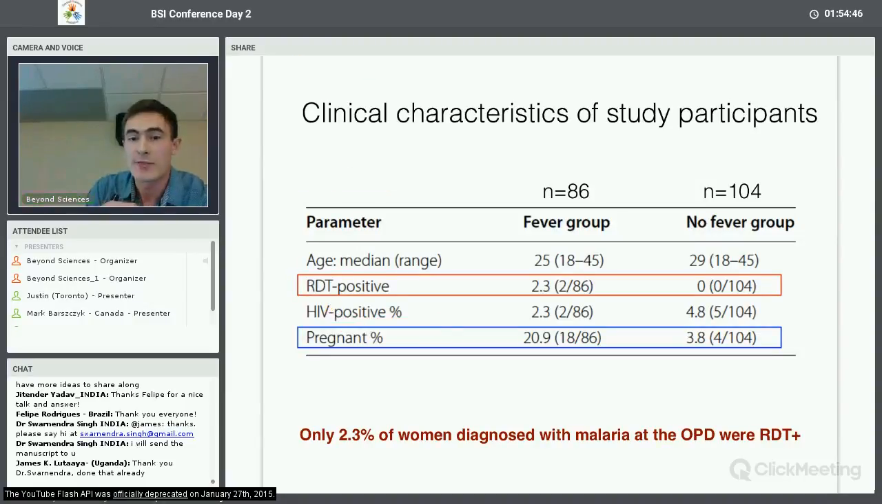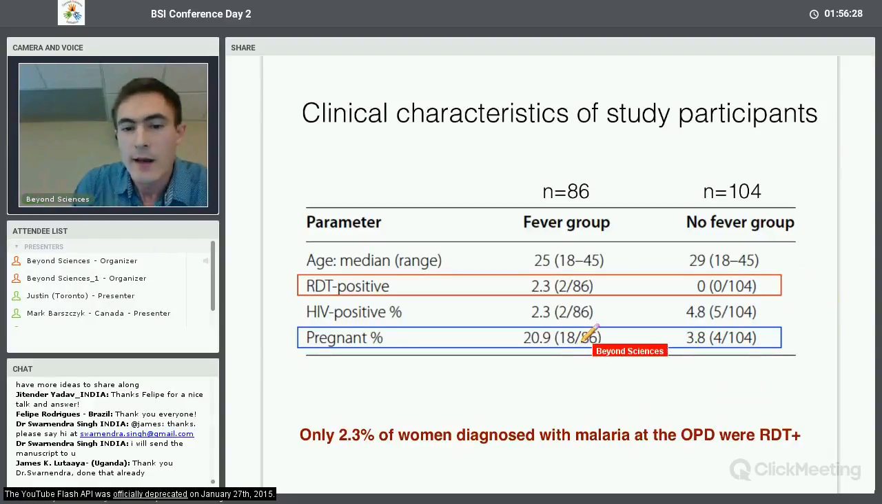This is a summary of clinical characteristics of study participants. Again, just to reiterate, we had 86 women with malaria diagnosed by the hospital, and 104 women who presented without fever and used public health services at the clinics. What stands out right away is that only 2 out of 86 women with a hospital malaria diagnosis were positive on the rapid diagnostic test. That is only 2.3%. And essentially none of the women in the afebrile group had a positive rapid test for malaria.